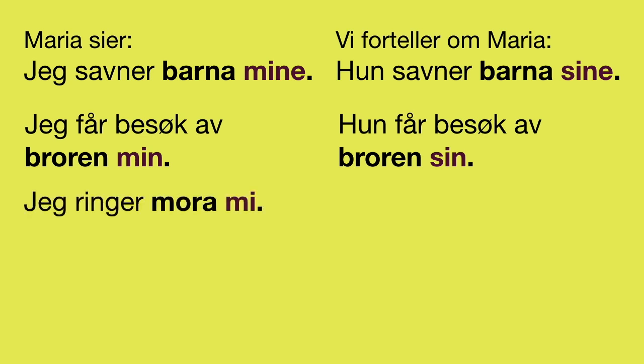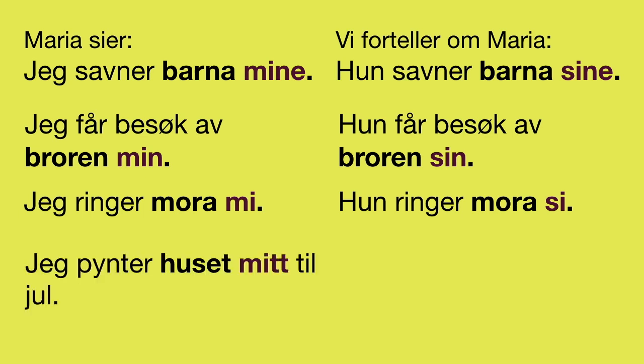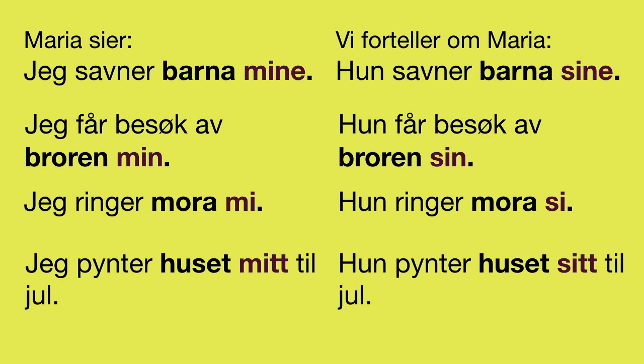Jeg ringer mora mi. I ring my mother. Mora mi, well, guess what? Hun ringer mora si. So we just change mi to si. Jeg pynter huset mitt til jul. Hun pynter huset sitt til jul. So, masculine form of the reflexive possessive pronoun is sin, broren sin, feminine mora si, neuter huset sitt, and plural barna sine. So just as min, mi, mitt, mine.